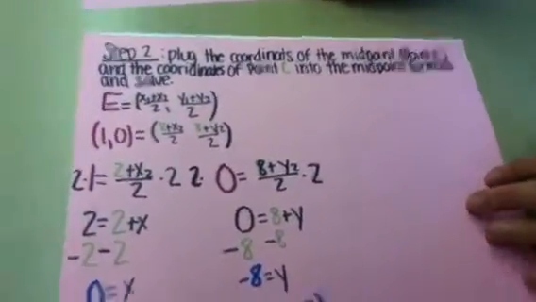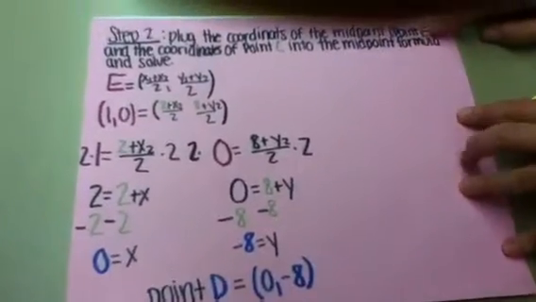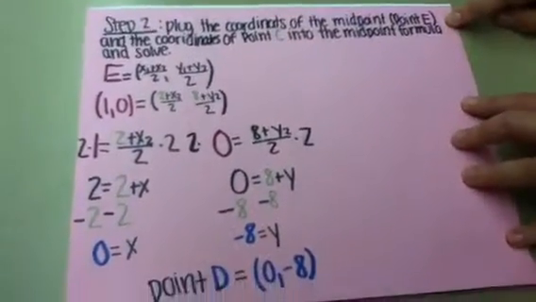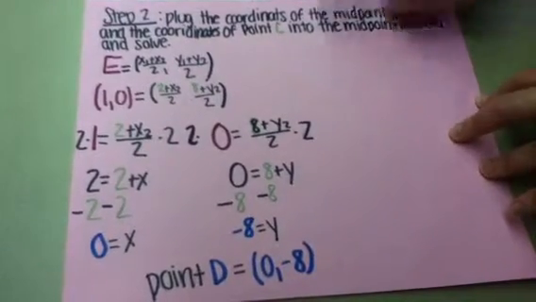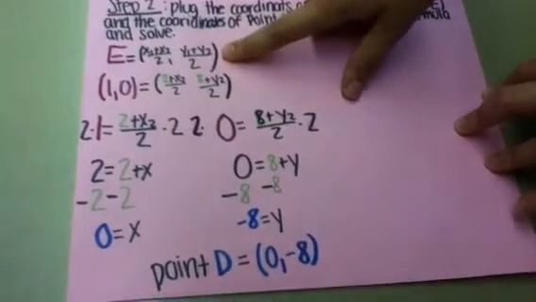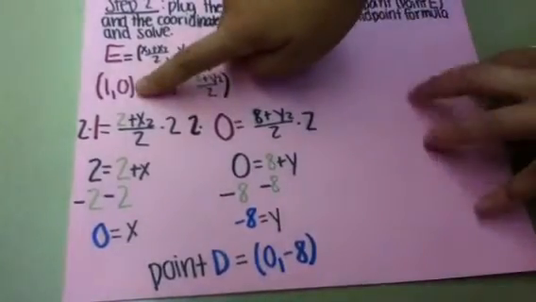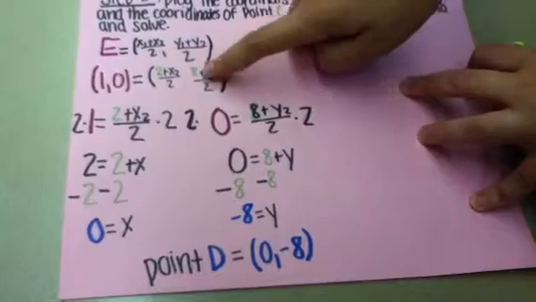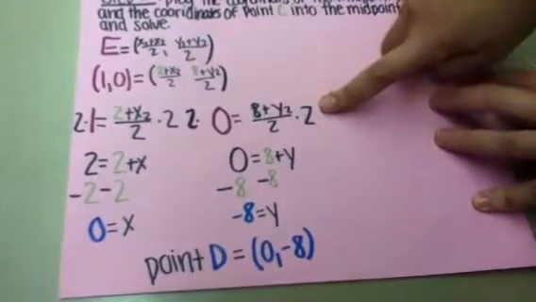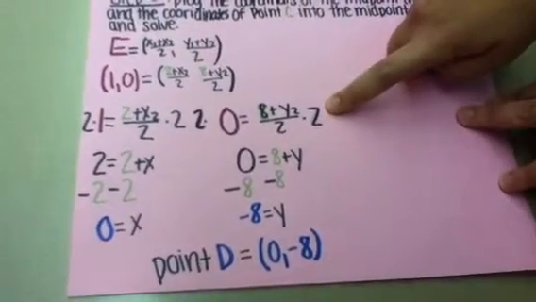Step 2. Plug the coordinates of the midpoint, point E, and the coordinates of point C into the midpoint formula. First, write down the midpoint formula as of point E. Plug in the coordinates of point E and each x and y value stated before into the midpoint formula. Now, make finding the coordinates of point D better and easier.